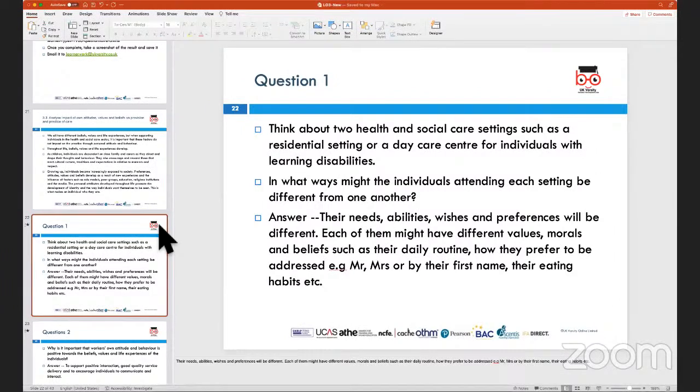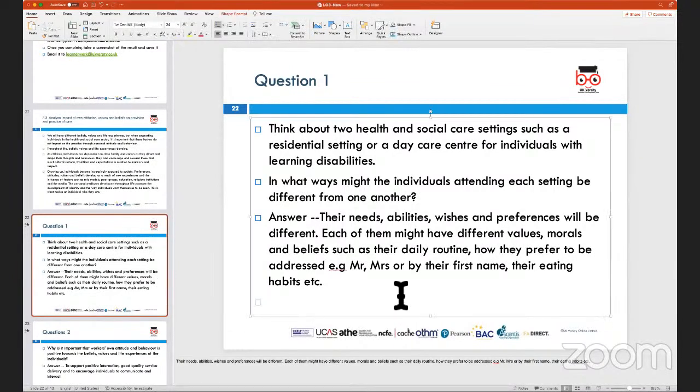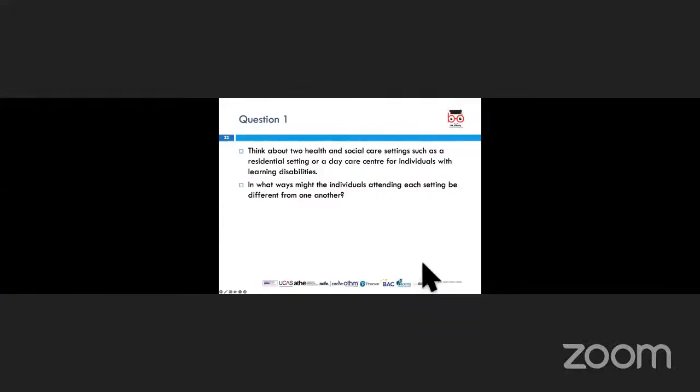Now, if I were to ask you a question, think about a health and social care setting, for example, two settings, one a residential setting and a second a daycare center, which provide services to individuals. A residential setting is somebody who's living in an old age home, and the daycare center is somebody who's working with people who have learning disabilities. What ways would you normally look at attending to these individuals?